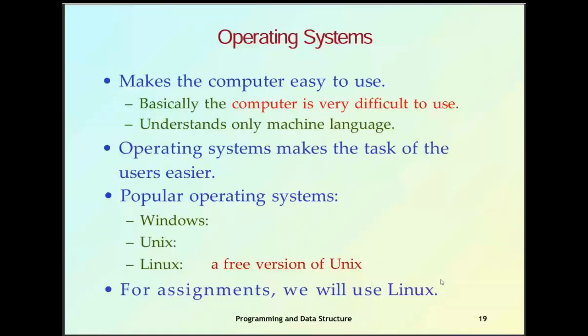I'm skipping this slide because we have already discussed the operating system: it makes the computer easy to use, and it provides an interface between the user and the hardware. There are different types of operating systems: Windows, Unix, Linux, and Mac. Even for a mobile phone we have iOS or Android. These are the different operating systems we use for our devices.